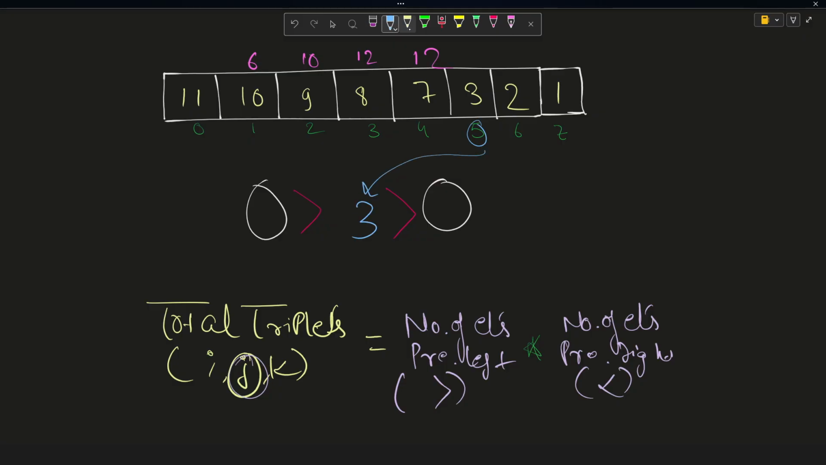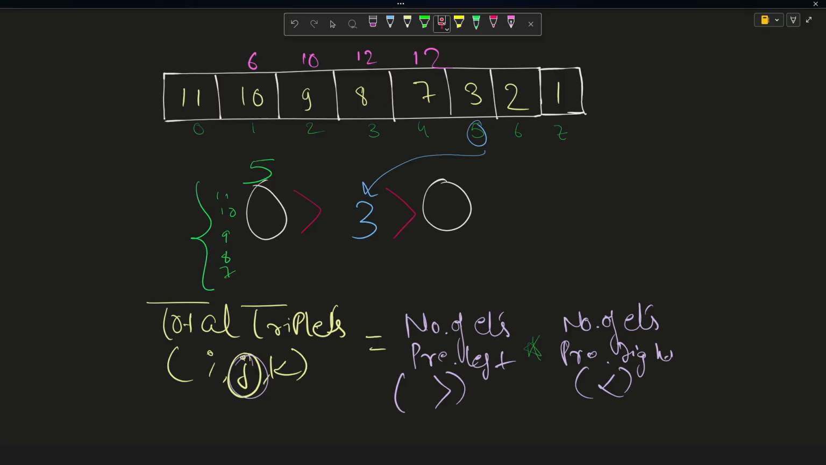So now I am standing on the 5th index, which has a value of 3. Now, what is the total number of elements greater than 3 on its left side? All these 5 elements are greater. So I will write here 5. And what are these elements? These are 11, 10, 9, 8, 7. So this is my left part.